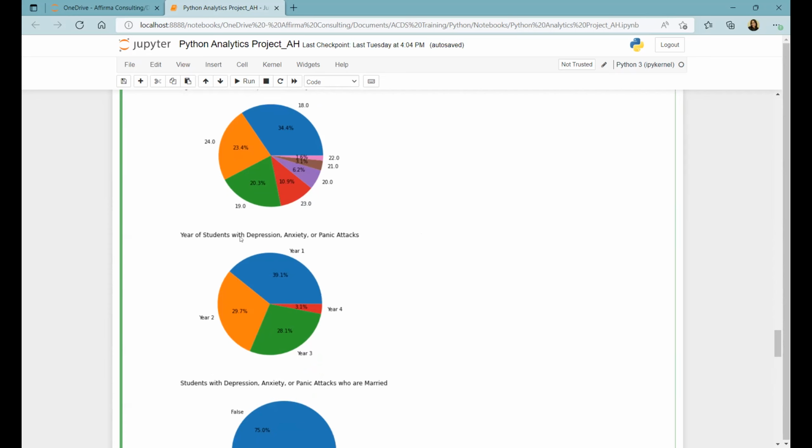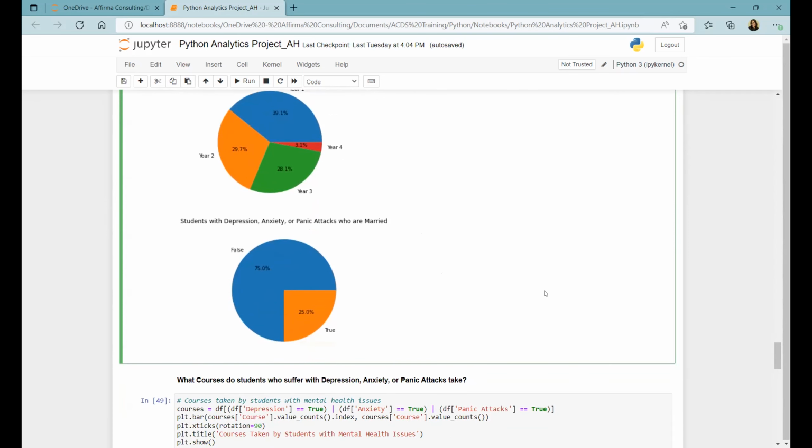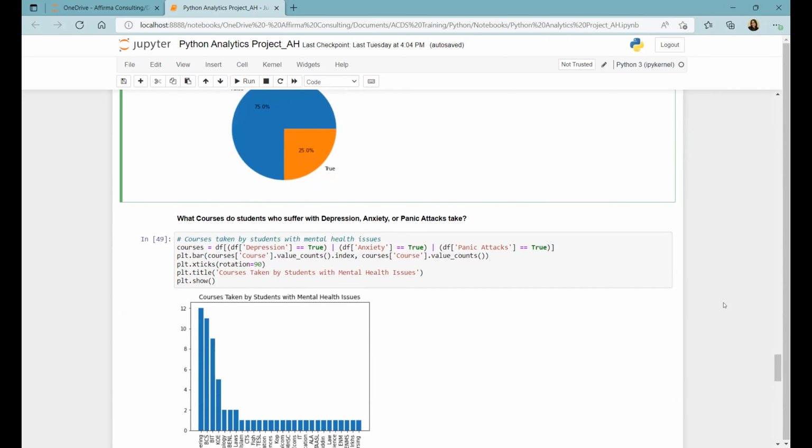But here we can see that there is a little bit more even distribution, I think, except for year 4, which I was really surprised to see. I would imagine that a senior has a lot of anxiety, maybe some panic attacks, because they have to worry about graduating, keeping their GPA high. But I guess maybe the stress of being a freshman and moving into your dorm and not knowing anybody could be more stressful than your senior year. And then we saw that those who are married, again, were mostly false, and we discussed why that may be earlier.